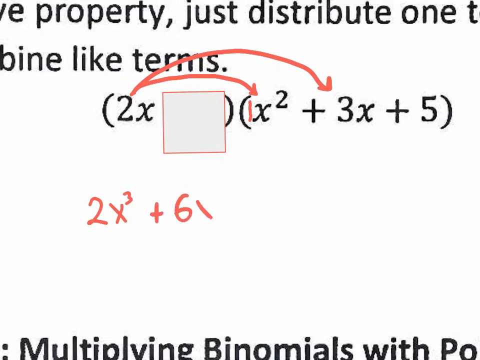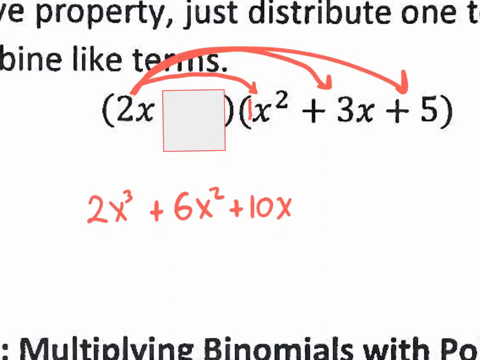Positive 6x squared. Again, you multiply the coefficient 2 with the coefficient 3. That's 6. And then the x times x is x squared. And then how about 2x times 5? Positive 10x. So we've distributed the 2x. Now let's distribute, since we already distributed the 2x, the other term.